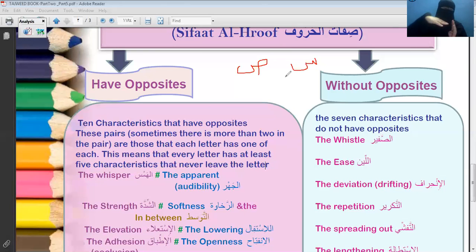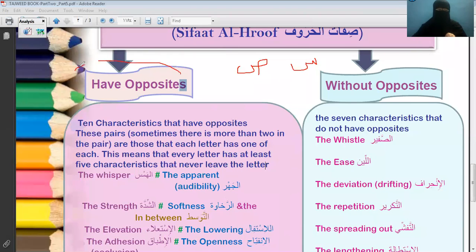Okay, adjectives of letters. So this lesson is very important. It helps us to know the difference between the letters. How can I push sin? How can I push sad? How can I push a lot of letters from one articulation point? Sorry, now we will speak about the adjectives.